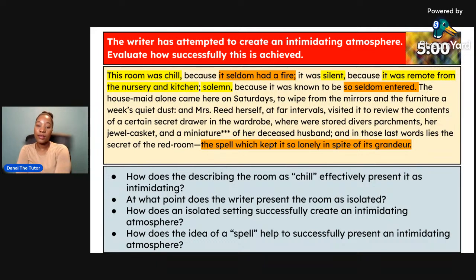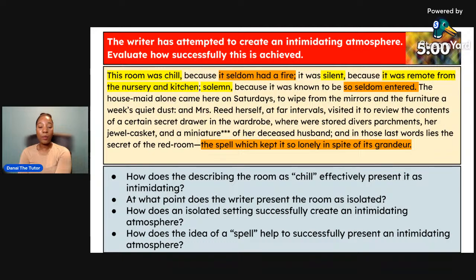So this is the next paragraph. The questions that you should try and answer are: how does describing, sorry, there's a typo there, how does describing the room as chill effectively present it as intimidating? So chill meaning cold. How does that present it as intimidating?